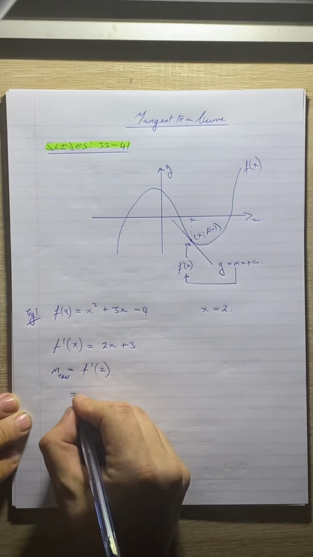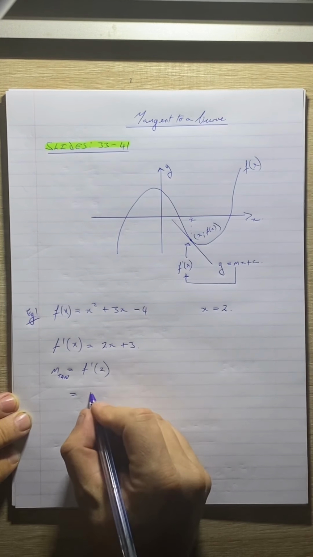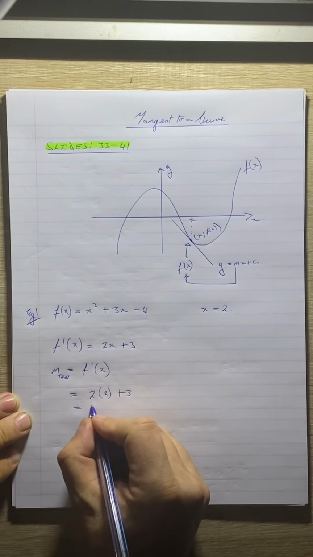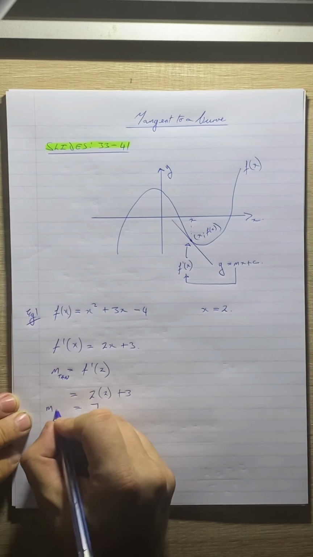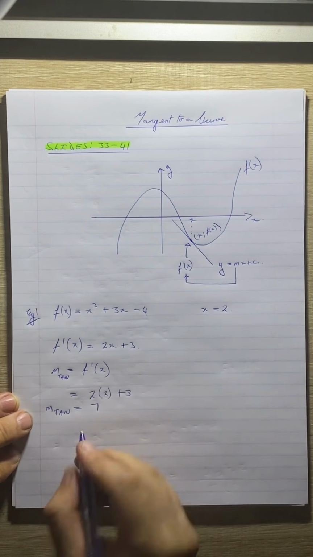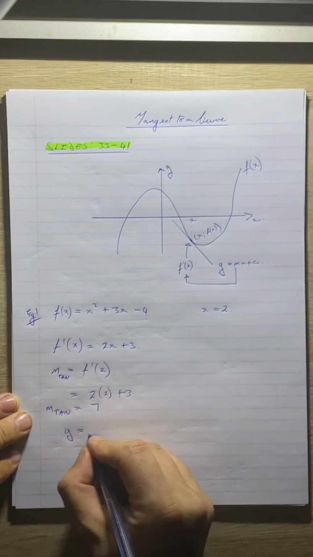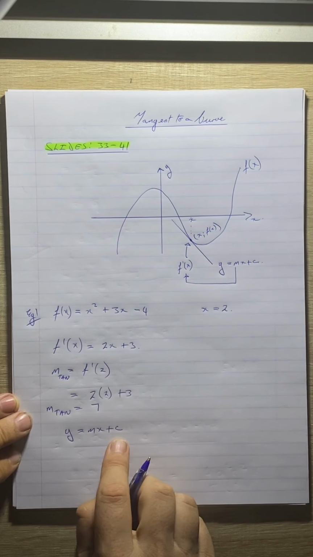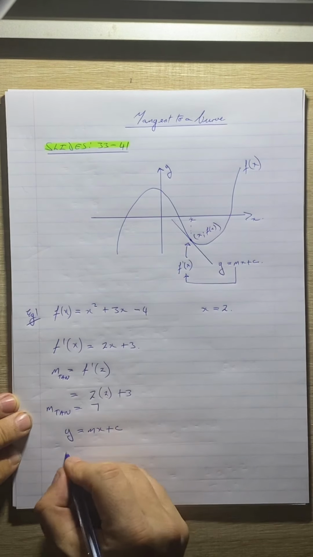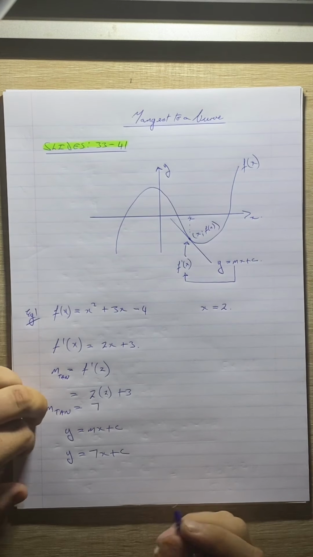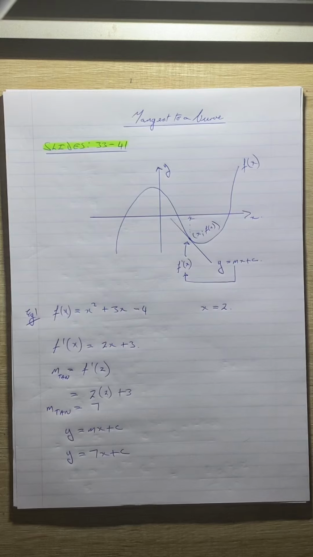Okay, so I know what my derivative is. So it's 2 times 2 plus 3, which gives us 7. So the gradient of the tangent is 7. So we've got this y is equal to mx plus c, which is the equation for a tangent. I now know what my gradient is. It's y is equal to 7x plus c. But how do we find the c value?